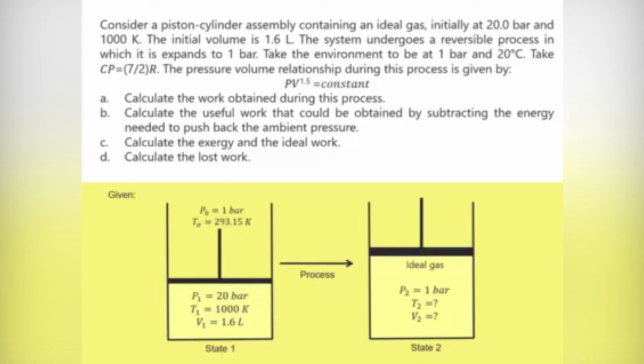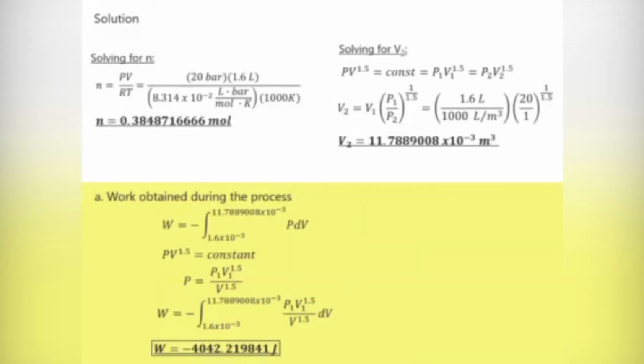We are asked to calculate for the work obtained in the process, the useful work, exergy and ideal work, and the lost work. Before solving for the required, we solve first for the number of moles in the cylinder using the ideal gas equation. V2, on the other hand, can be calculated through the use of the pressure-volume relationship. Since work is equal to the negative integral of PdV and P is equal to the given expression, we can now solve for the work obtained in the process, which is equal to negative 4042.22 joules.